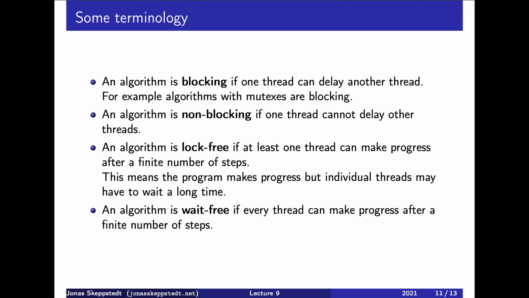Okay, so some terminology. An algorithm is blocking if one thread can delay another thread. That means if we use a mutex, or a lock, then it's blocking, since the one that holds the mutex can block the others, especially if it suffers from unexpected delays. And if that's not the case, then it's non-blocking. Okay, then we have two more terms here. Lock-free and wait-free.